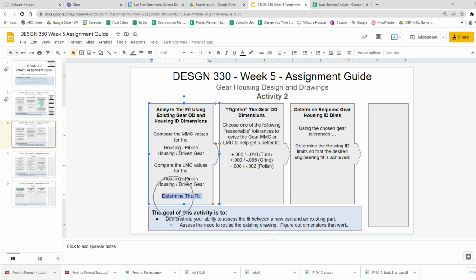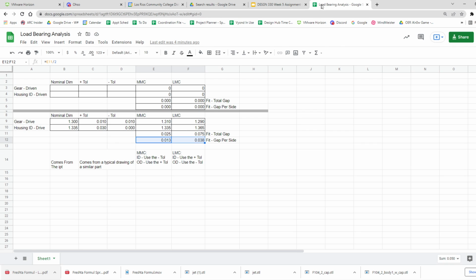And now we have to determine the fit. Is it okay? So I have to go back to the engineer's requirements and see if that was okay. And I was told that that was between 0.005 and 0.020. These numbers here always have to be between 0.005 and 0.020. And I can see that this number is between 0.005, my maximum material condition, and 0.020, but this one is not.